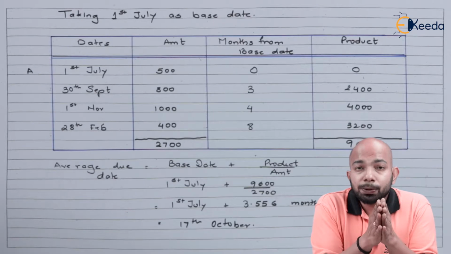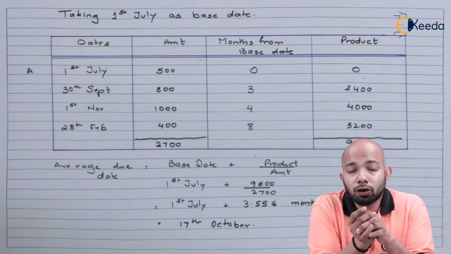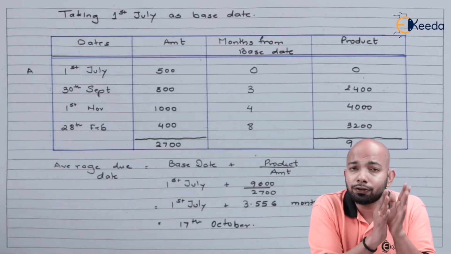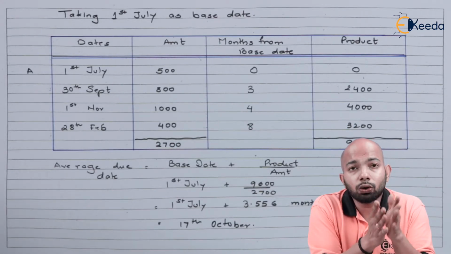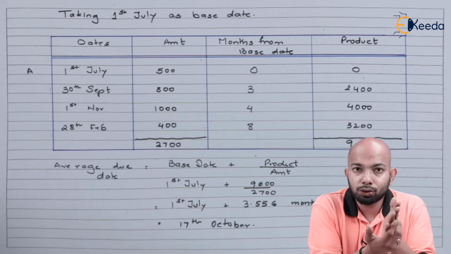Now the interest has to be charged only after this date until the closing date, that is 31st of March. Only for that many days you have to charge the interest. So let's figure out how much interest we have to charge on the amount, that is 2700, not on the product though.